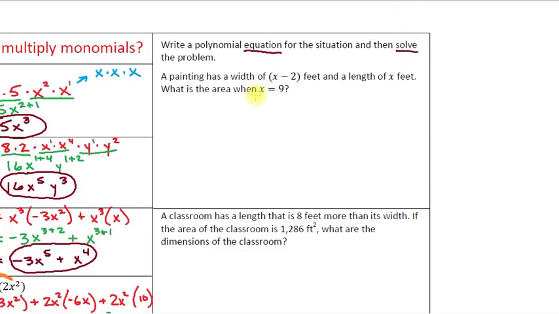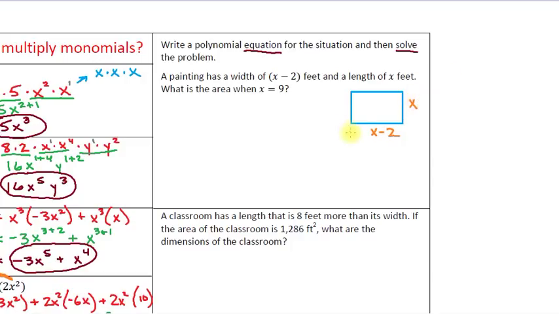So I find it again helpful, class, if you can, try to always draw a diagram, and you'll be able to see that it helps these problems make a lot more sense. So I'm going to go ahead and draw a diagram and say, okay, there's my painting. And I know that the width is x minus 2 and the length is x.